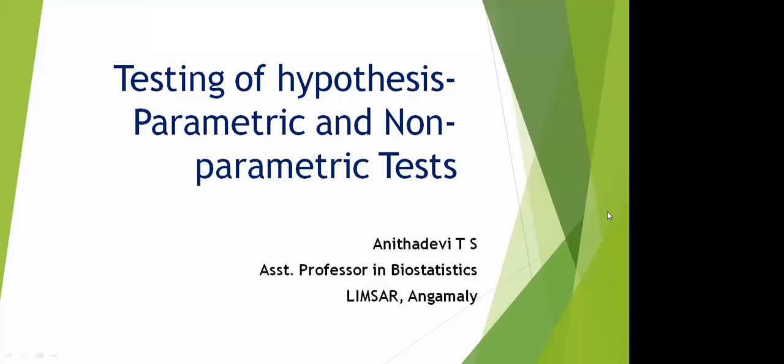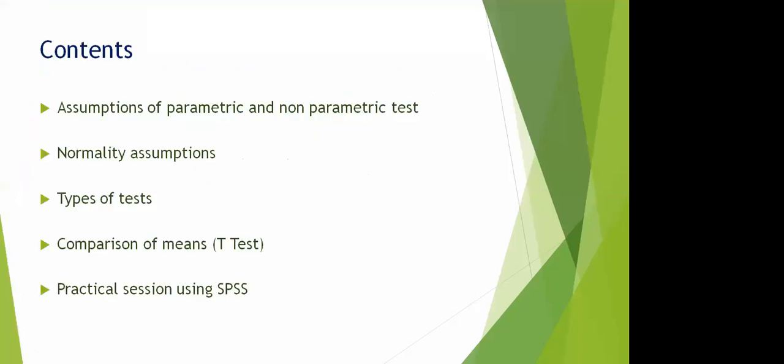So testing of hypothesis, and what are parametric and non-parametric tests. Today we are discussing the assumptions of parametric and non-parametric tests. Related to that, we need to discuss the normality of data, what are the assumptions of normality, and what are the types of statistical tests. We are discussing one type of parametric test, which is called a t-test, and we have some practical sessions of the t-test in SPSS.